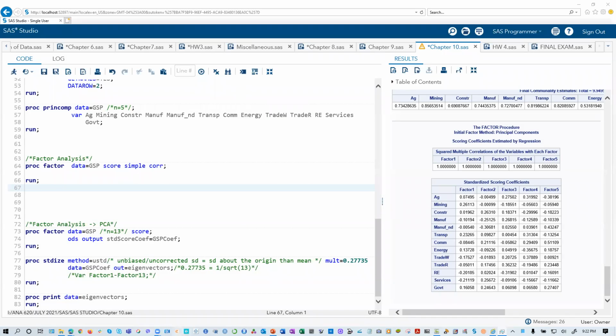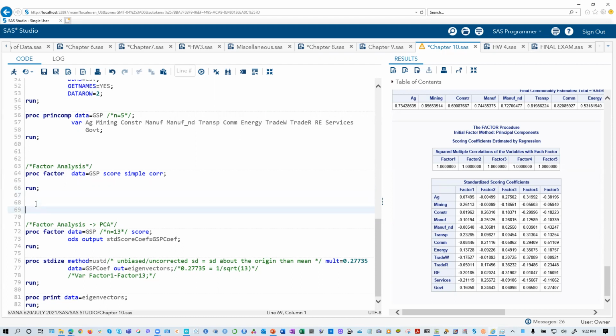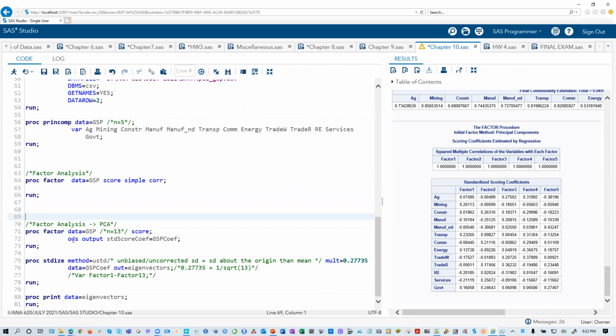So what I'm trying to say is, I'm using this method, the standardized method, an unbiased one, and then multiplied by 1 over square root 13, which is 0.27735, as that multiplication. Okay? Then you're gonna get all these variables, and then I'm gonna go to the GSP. This is for the factor analysis to PCA. I'm gonna get the GSP. You get their loading scores, factor scores.